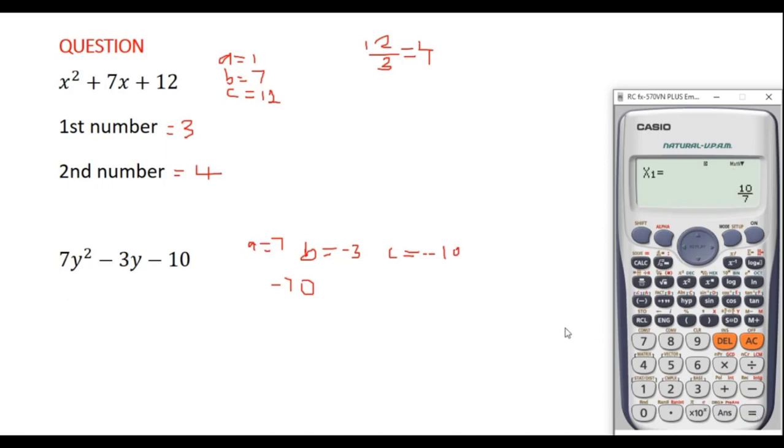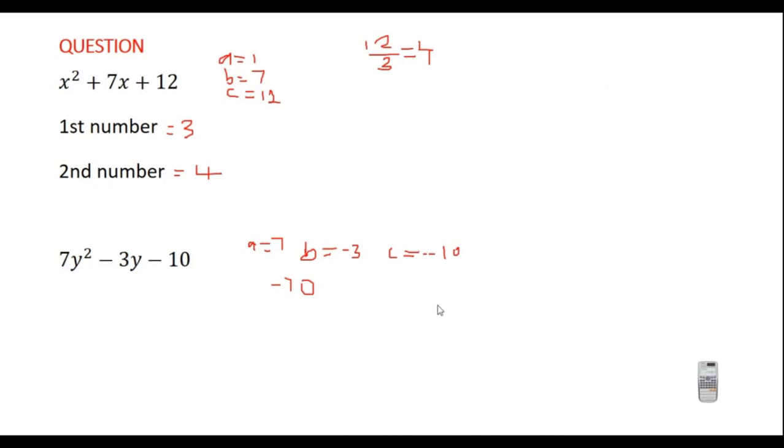You see from here that S1 is giving us 10 over 7. As I said, for the answer that will be given to you, if it's positive, pick it as negative. If it's negative, pick it as positive. Here it is giving us positive 10 over 7, so we are going to pick it as negative 10 over 7.